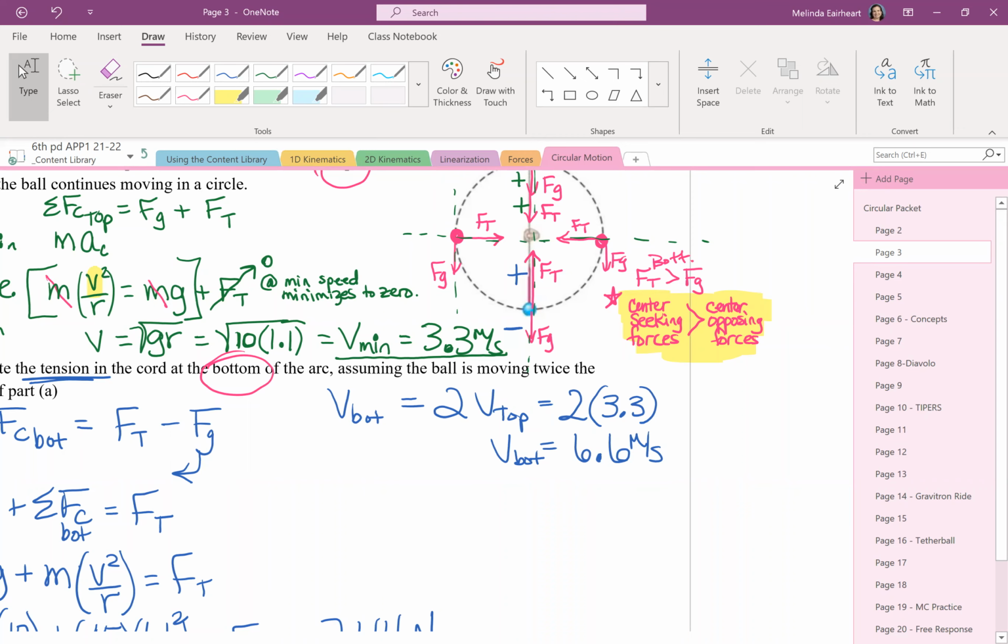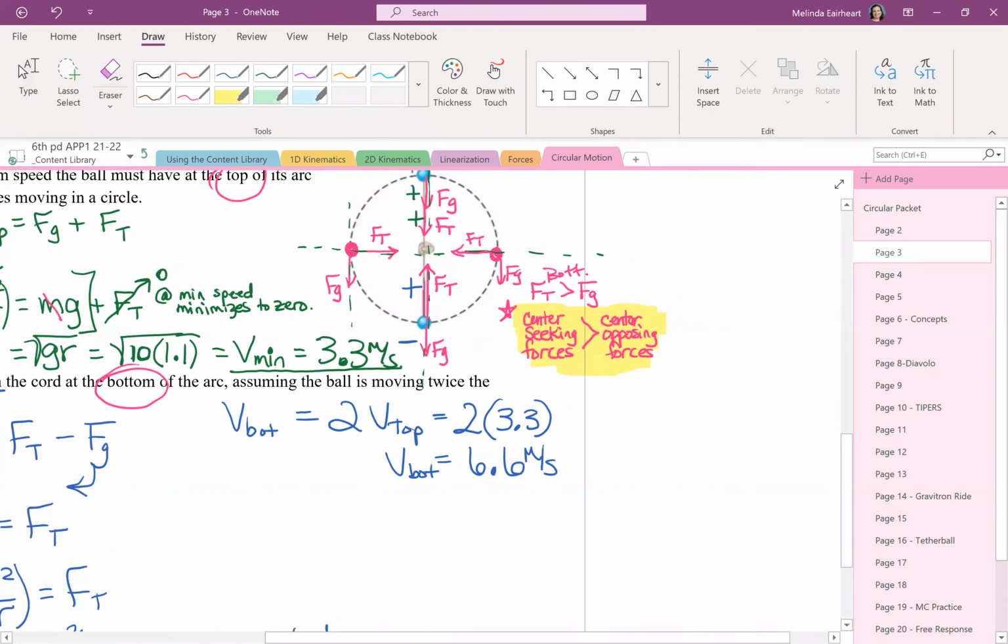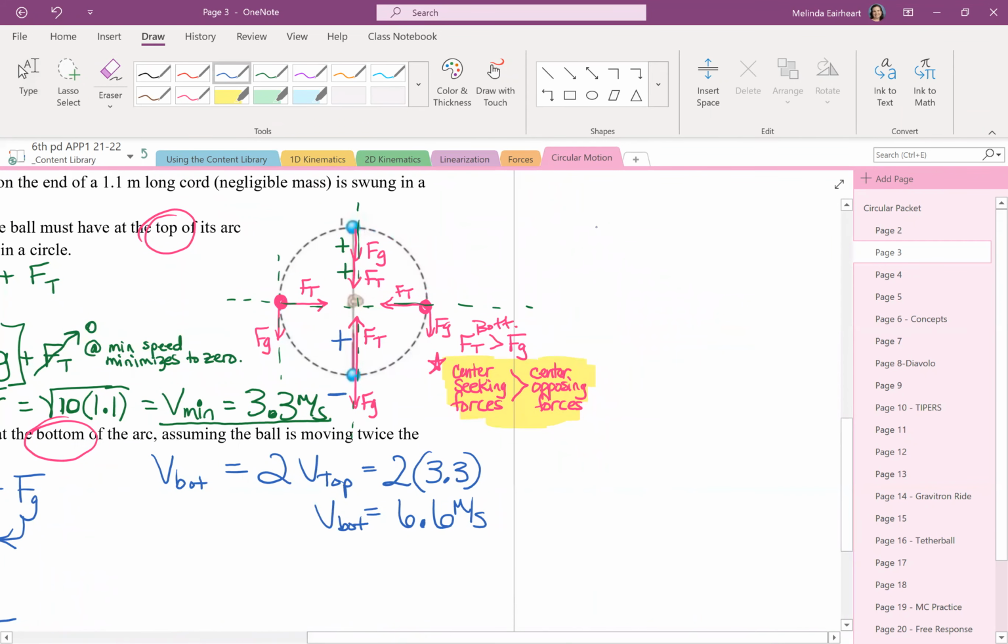Don't do that, okay? But if we did a little ranking of the tensions, we would say the tension at the bottom is greater than the tension at the sides. And I'm going to say plural. Does it matter if you're on the right side or left side? No, tension's still center seeking, right? Same radius, same mass. And it turns out it would be the same speed on left and right side. And then the tension at the top.